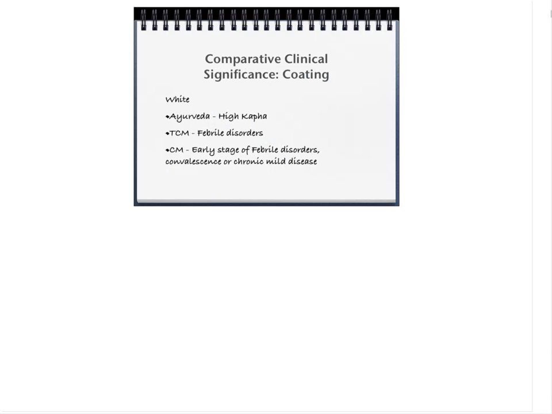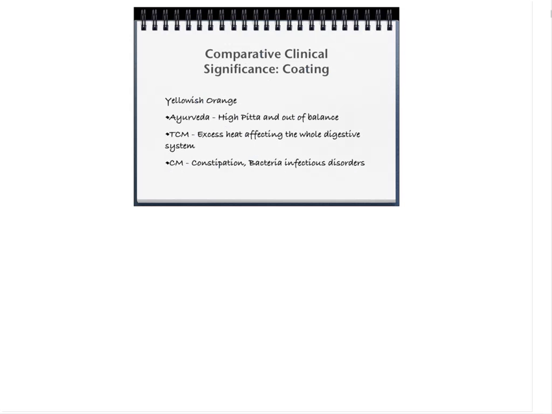Now we are coming to the Ama. Very, very white coating is high Kapha. You immediately want to put a person on a Panchakarma cleanse and a soupy anti-Kapha pacifying diet. Again, yellow-orange is high Pitta.